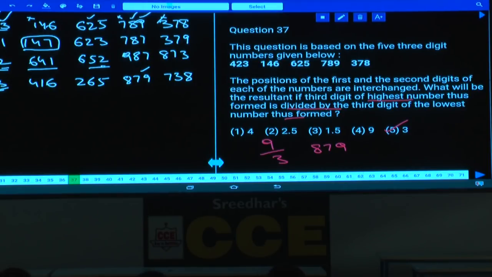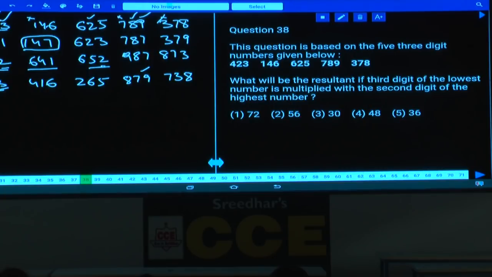Done with this? Now, this is about question number 37. Then 38. What will be the resultant if the third digit of the lowest number is multiplied with the second digit of the highest number? What is the lowest number here? 146, the third digit is 6. The second digit of the highest number, 789, is 8. 6 into 8, 48, that is choice 4.